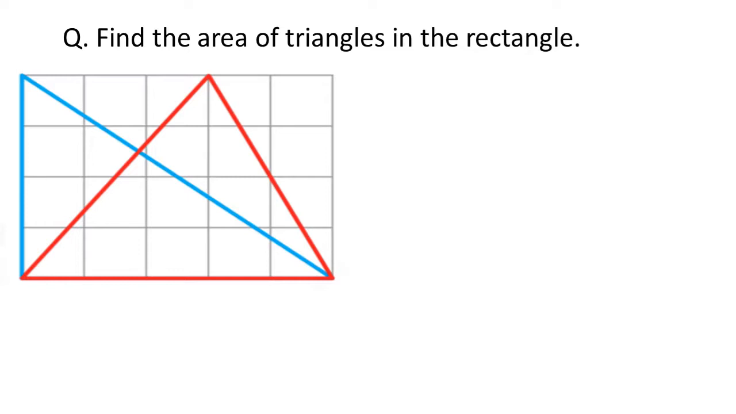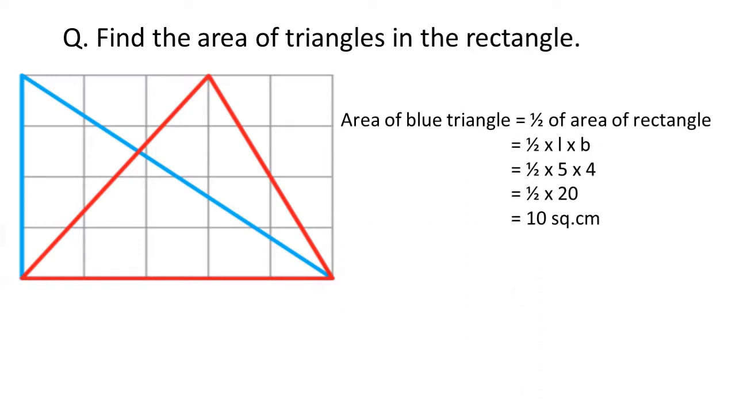Now this question is from the textbook. Find the area of triangles in the rectangle. Now here on the screen you can see a rectangle, and there are two triangles inside this rectangle. The first one is a blue color triangle, and the other one is a red triangle. So we have colored them, and we need to find out the area of each triangle. This example is from the textbook, so you can refer to the textbook as well.